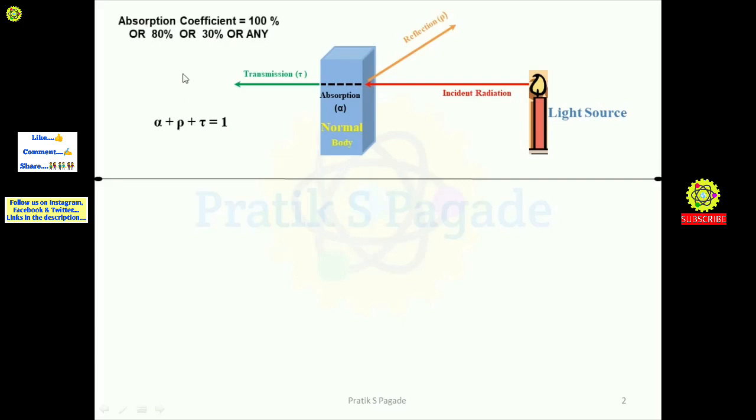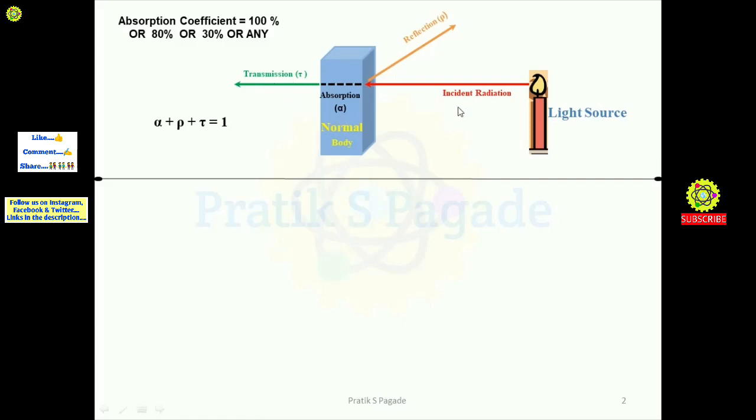So in this case, the absorption coefficient, that is alpha, absorptivity, can be 100%, it can be 80%, it can be 30% or any value, because some part is absorbed, some part is reflected, some part is transmitted.